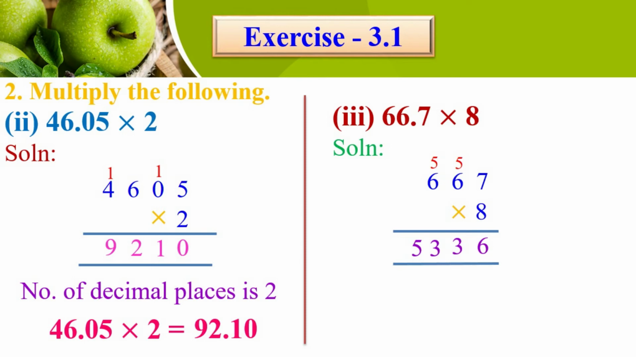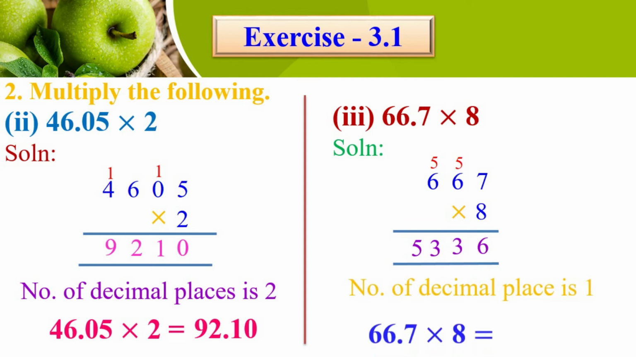5336. Now count the decimal places. 1 decimal place. The number of decimal places is 1. Therefore 66.7 multiplied by 8, counting the places from right to left, 1 place. Place the decimal point in the product. We get 533.6.